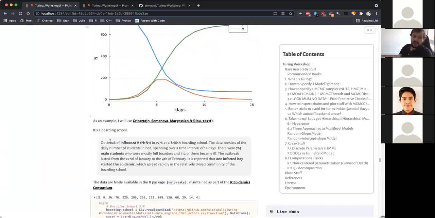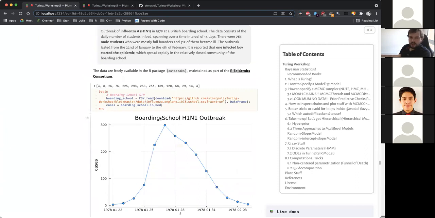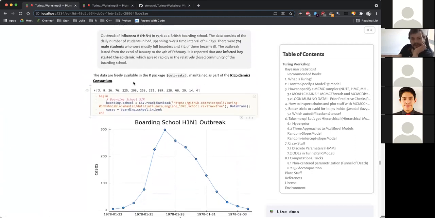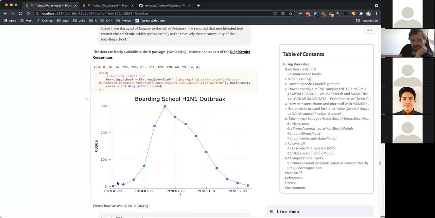And how do we do that? So this is the boarding school example from Grinsztajn et al. 2021. It's an outbreak of influenza virus in 1978 at a British boarding school. The data consists of the number of students that stayed in bed each day over a 2-week period. This is how the infection progressed. This is the number of students that were in bed, so these are our cases.